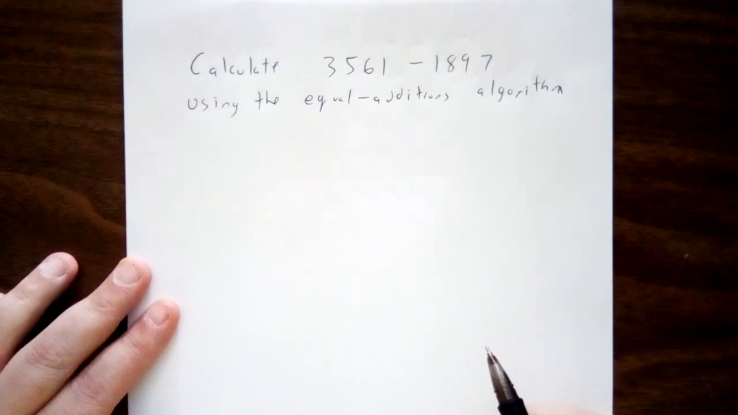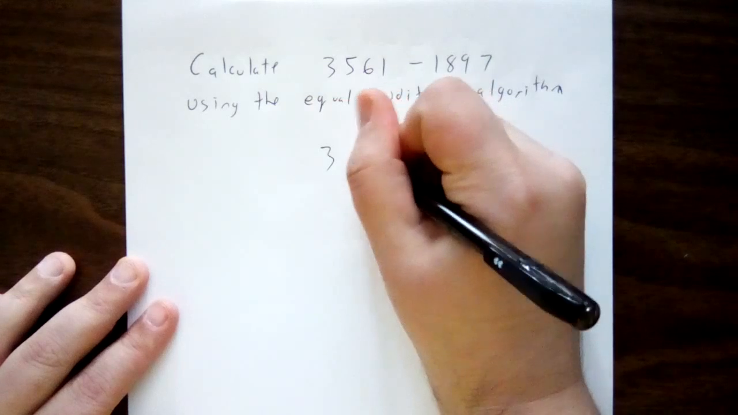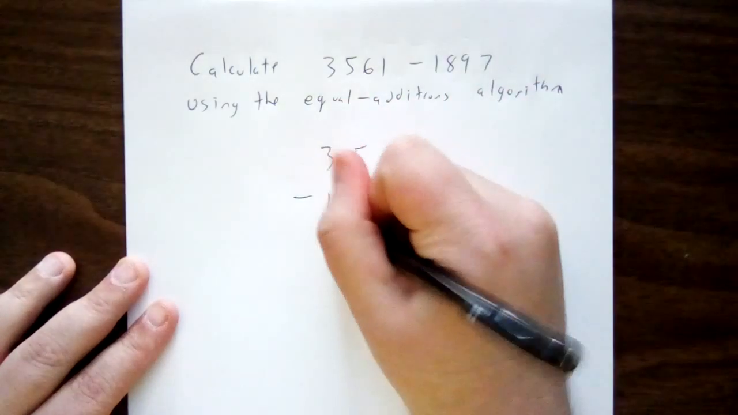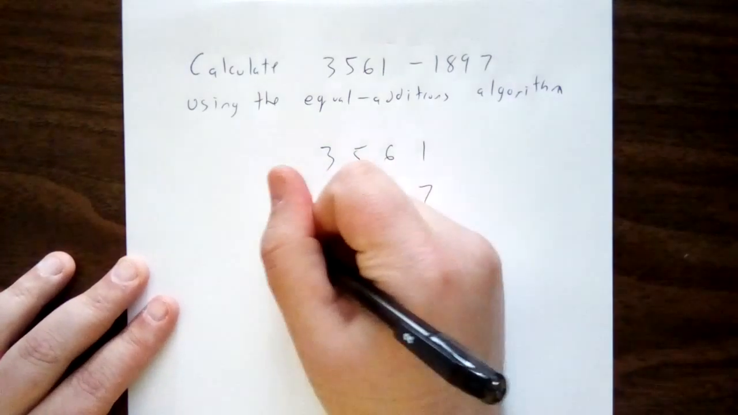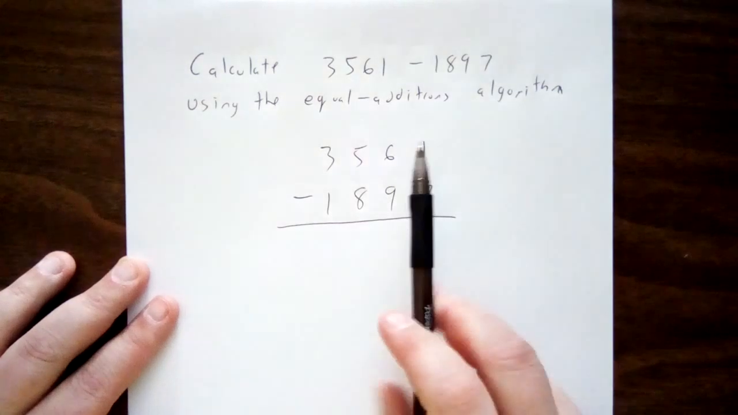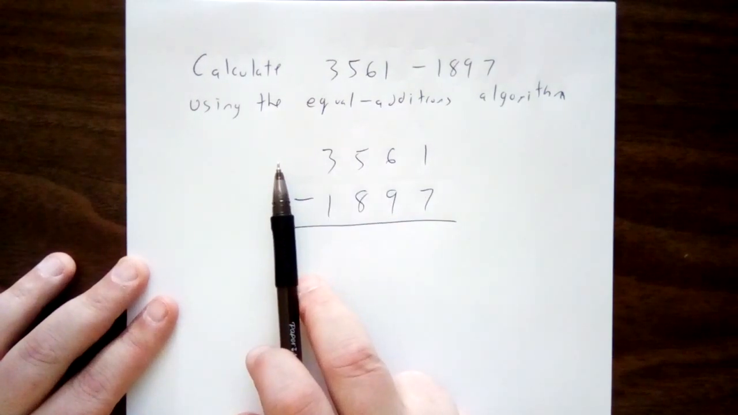Now I'm going to calculate the same difference that I did in the left to right subtraction video, this time using the equal additions algorithm. This algorithm begins just like left to right subtraction, just like the standard algorithm, with us stacking our numbers according to place value, ones on top of ones, tens on top of tens, and so on. And also, like the standard algorithm, for the equal additions algorithm we'll be subtracting from right to left.